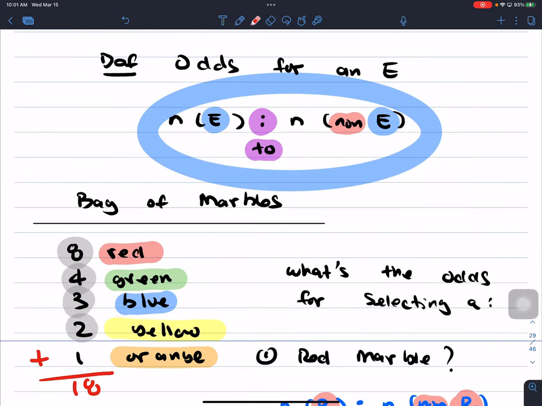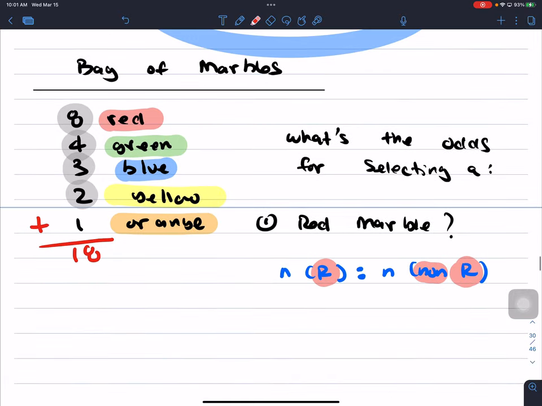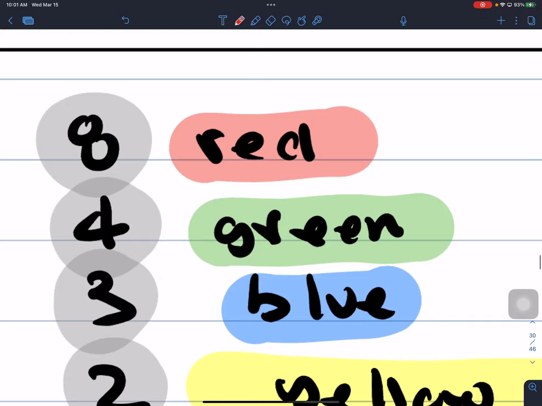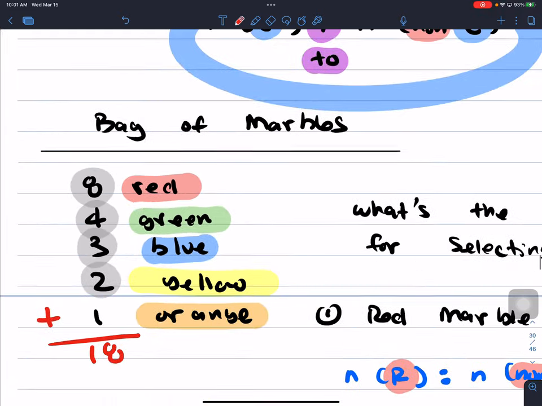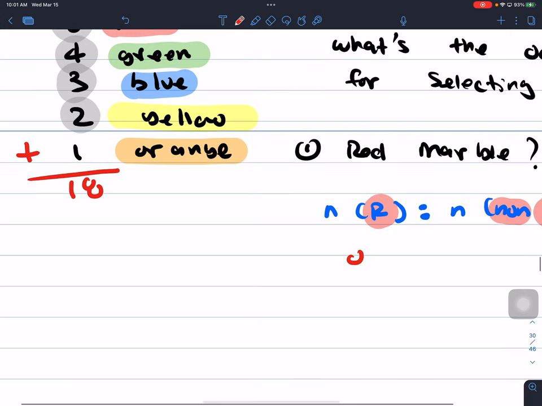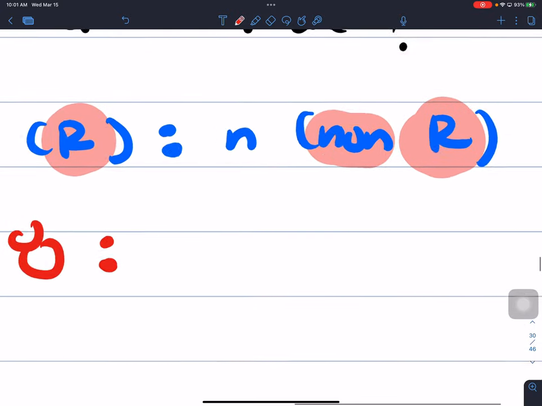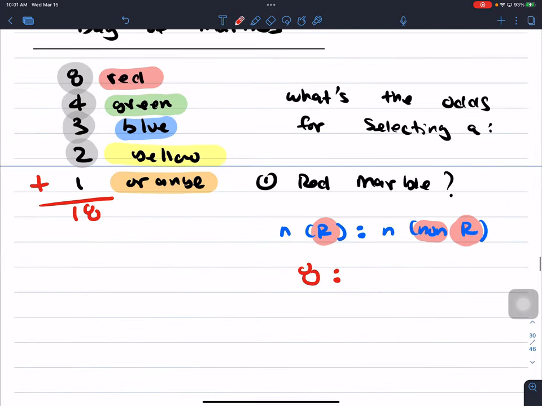So you're counting again, right? You say, what am I counting? How many marbles are red in the bag? You're not even counting. Somebody counted them for you. You're just using the definition. So how many marbles are red? Eight. Put the colon, because that means the word to. And then you need to know how many are what? Not red. So how many marbles are not red? We've come full circle. 10.